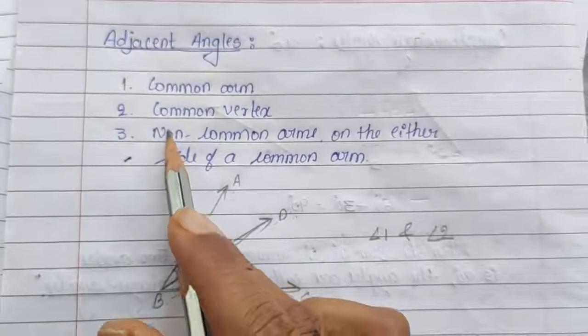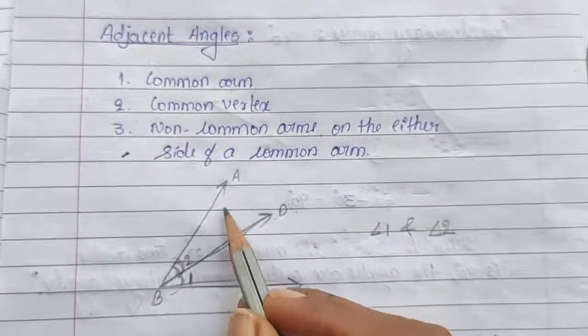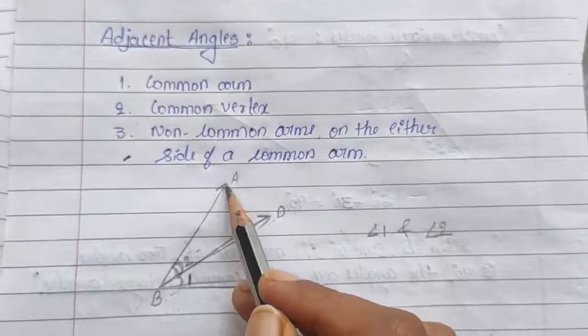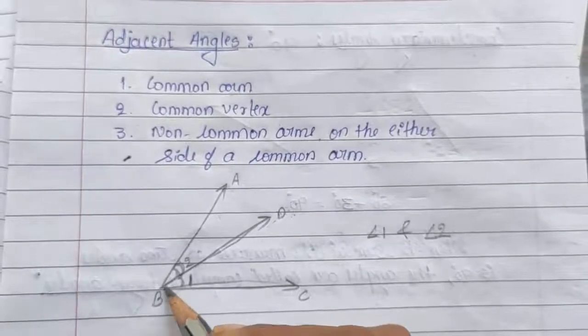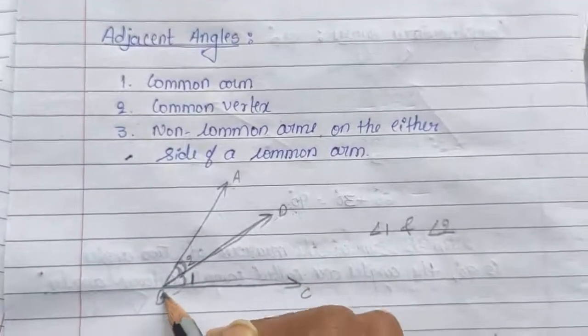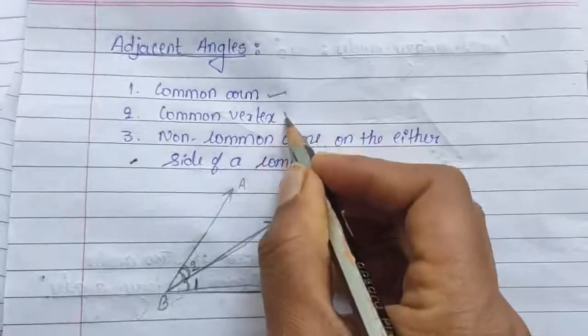The second property is common vertex. Now see here, two angles are there, 1 and 2. For angle ABD, here vertex is B, and for angle DBC also vertex is B. Common arm is there, common vertex is there.